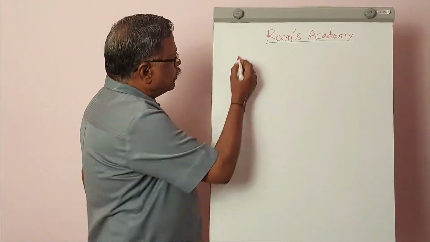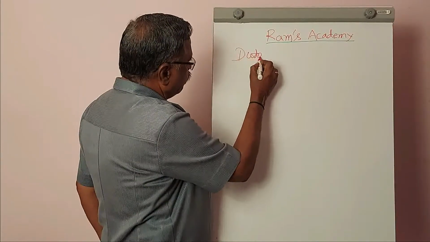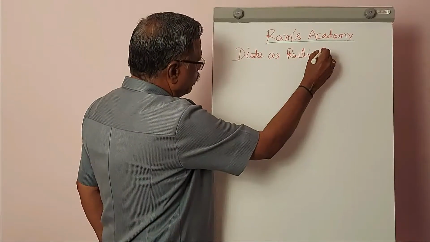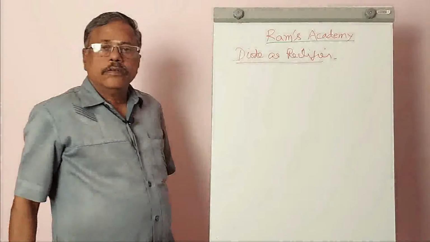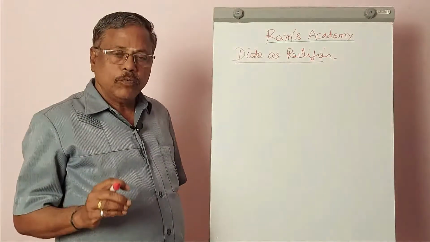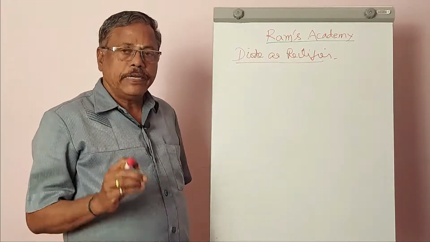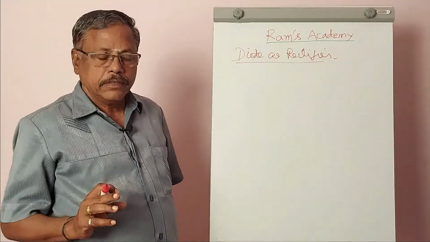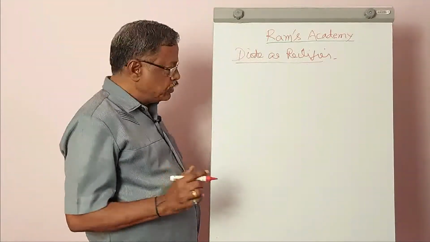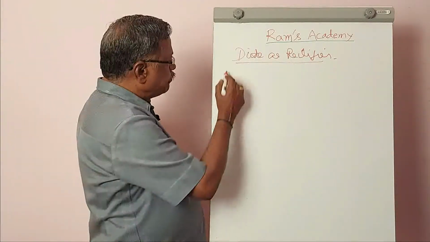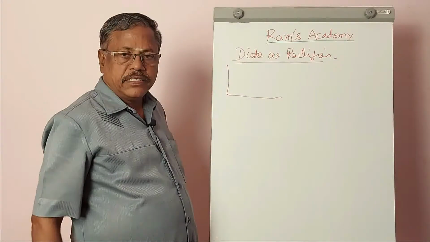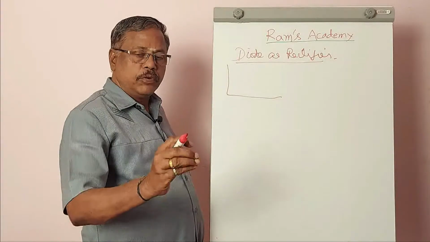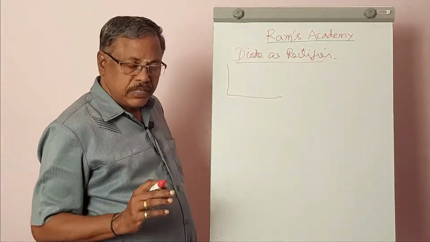The first one, diode as rectifier. First of all, we have to understand why we want a diode for rectification purpose. What is the meaning of rectification? For that, I would like to discuss the basic thing: there are batteries available to provide 1.5 volts, 6 volts, 12 volts, car batteries 24 volts, like that.